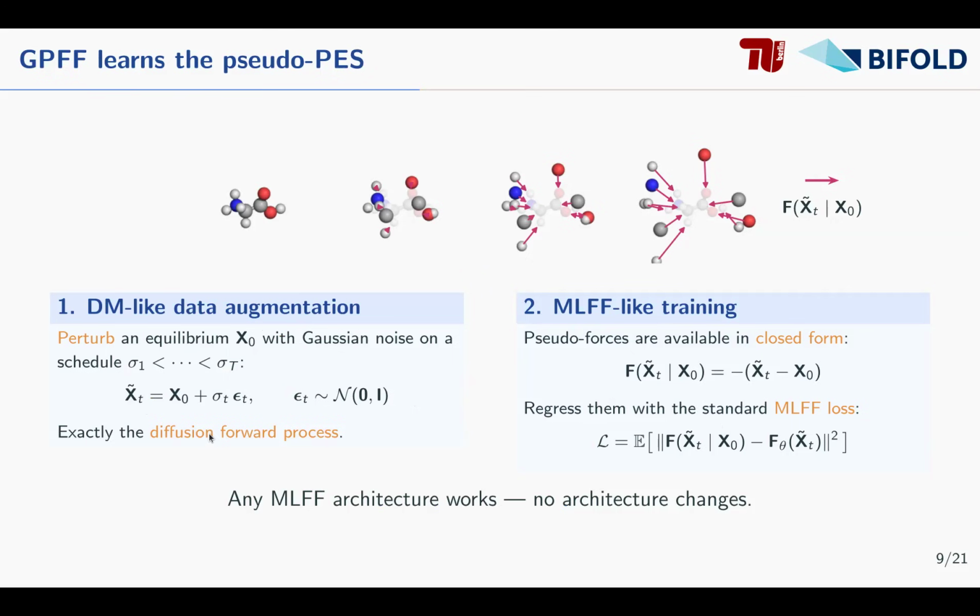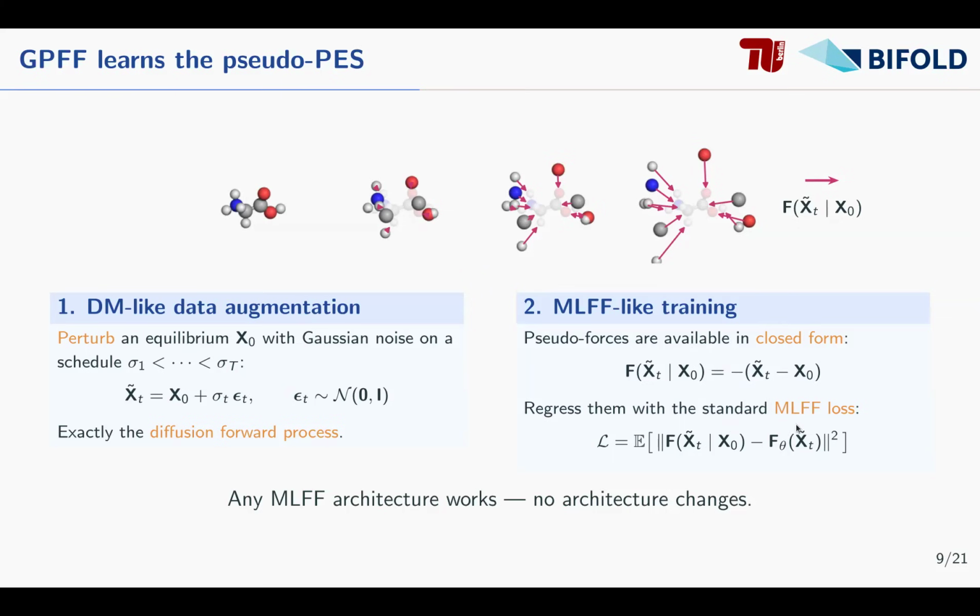And now based on these perturbed geometries, we can then do the machine learning force field-like training where we calculate the pseudo-forces, just as I explained on the slide before. And then we can take those pseudo-forces and plug them into some standard MLFF-style mean squared error loss function and train a model to regress on this loss function. One important note here is that in diffusion models, we needed to provide the time step as an information to the model in order to learn.